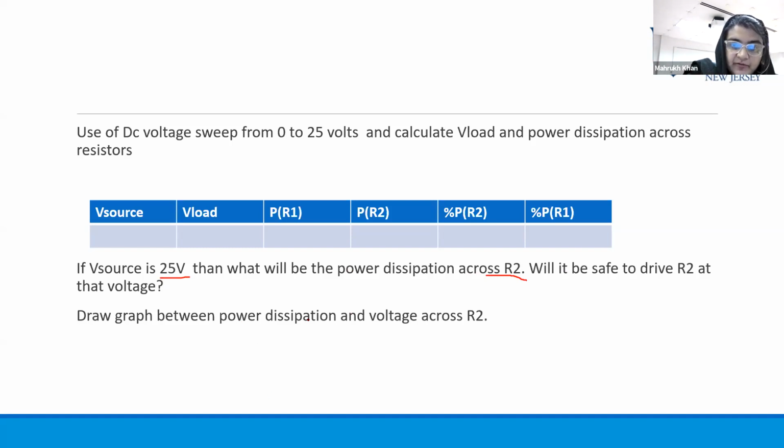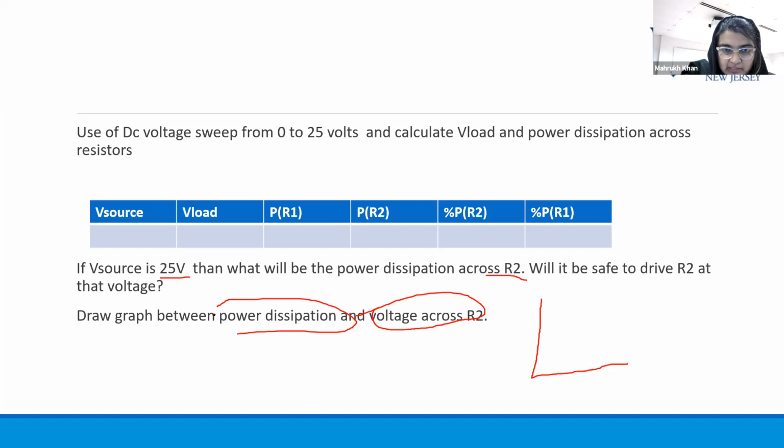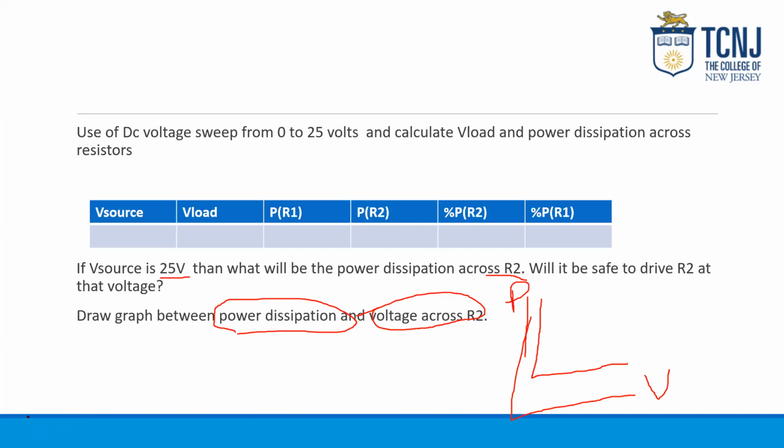Now draw a graph between power dissipation and voltage across R2. So now you have 25 or let's say 12 values for the voltage across R2, and you know the power dissipation. So you just need to draw the graph by putting power dissipation on the y-axis and voltage across R2 on the x-axis. Okay? Am I clear? Yeah. Okay.